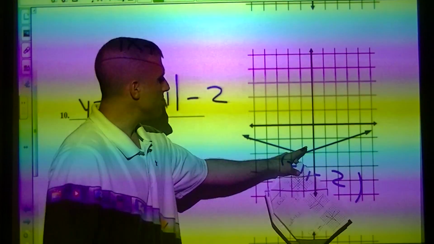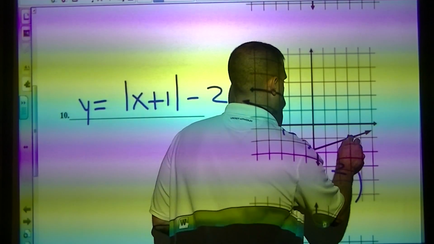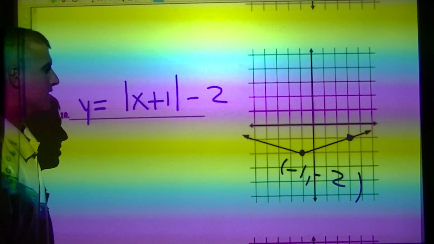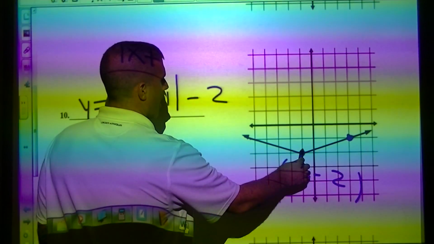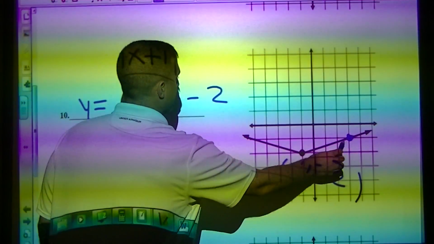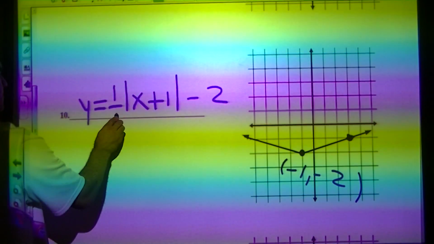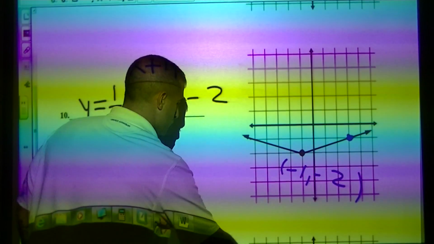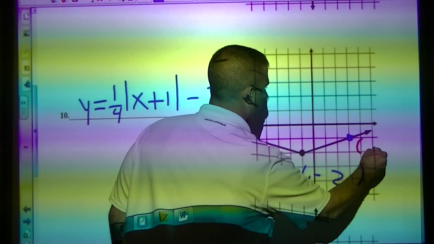Now, as you can see, I really don't have a clear point till I'm about here. Okay, now there's two ways to look at this. You can do it this way. Up 1, 1, 2, 3, and 4. So you can do it that way. Or what you could do is look at what the coordinate of that is.